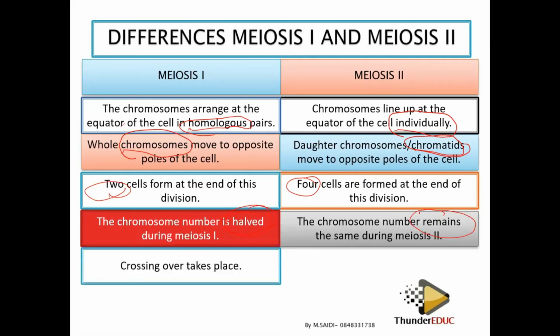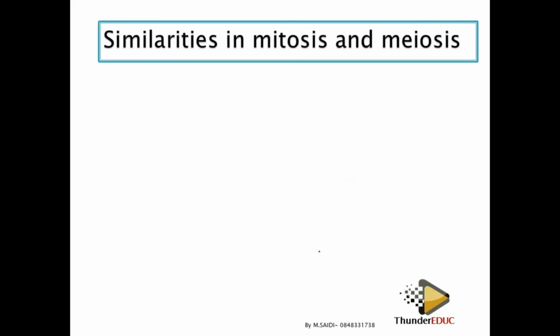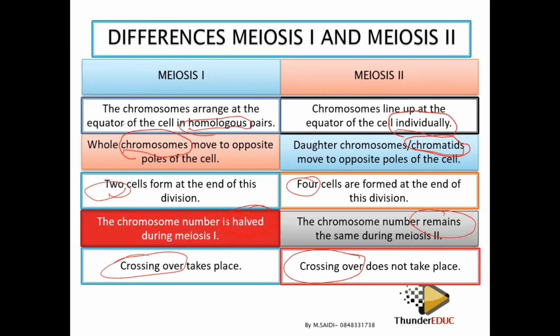Yes. Then crossing over takes place. We say that there is crossing over, while the other side, there is no crossing over. Basically, those are some of the differences between meiosis.